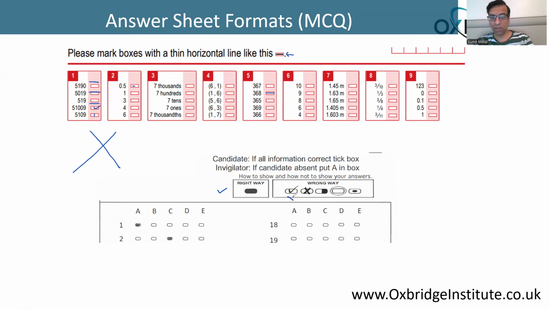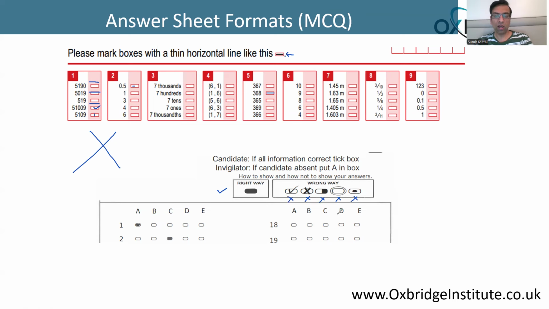So don't do a tick mark, don't do a cross, don't half shade it, don't put a circle instead of coloring it in, and don't do a small mark like this. All of these have a possibility of not being recorded correctly by the OMR sheet, and you might lose the point even though you have attempted it correctly.